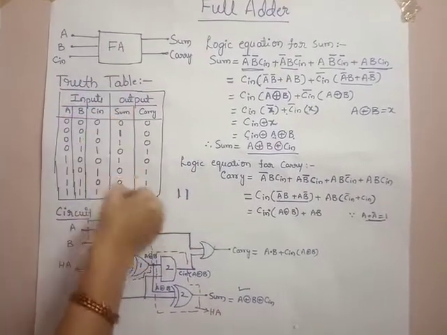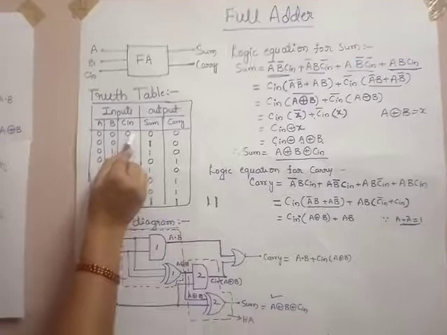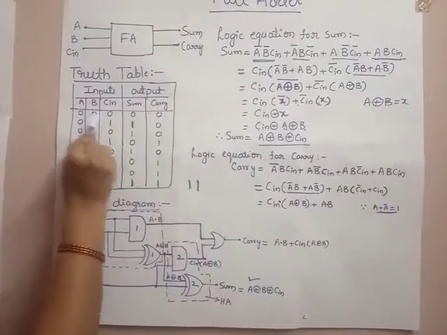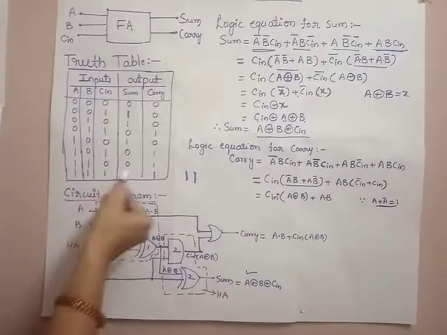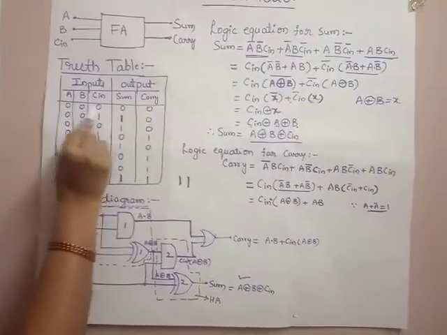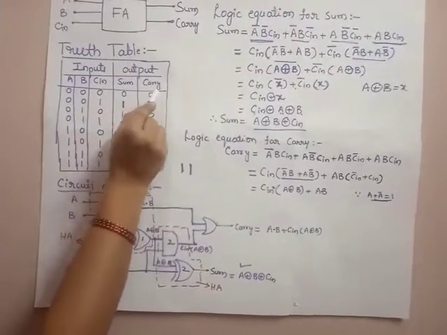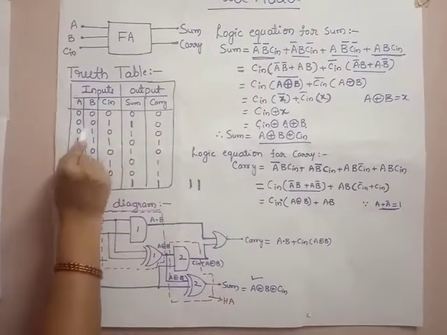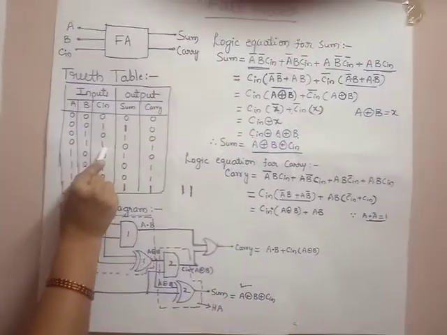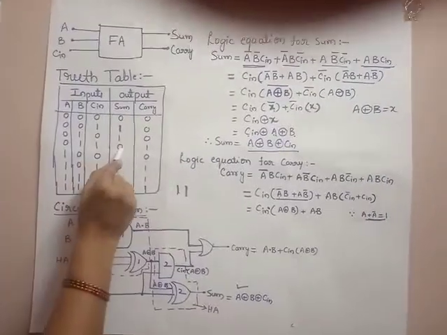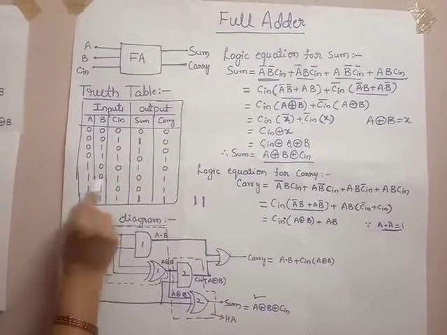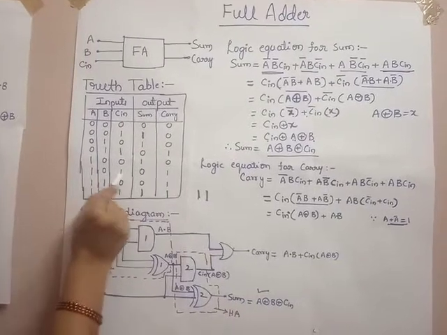If we write the truth table for three inputs, first we have to write all possibilities of the three inputs, that is A, B and Cin, from 0 0 0 to 1 1 1. Then we add the three inputs. 0 plus 0 plus 0 is 0, carry is also 0. 0 plus 0 plus 1 is 1 with carry 0. 0 plus 1 plus 0 is 1 with carry 0. 0 plus 1 plus 1 means 1 plus 1 is 2, so 0 with carry 1. 1 plus 0 plus 0 is 1 with carry 0. 1 plus 0 plus 1 is 2, two ones are there.